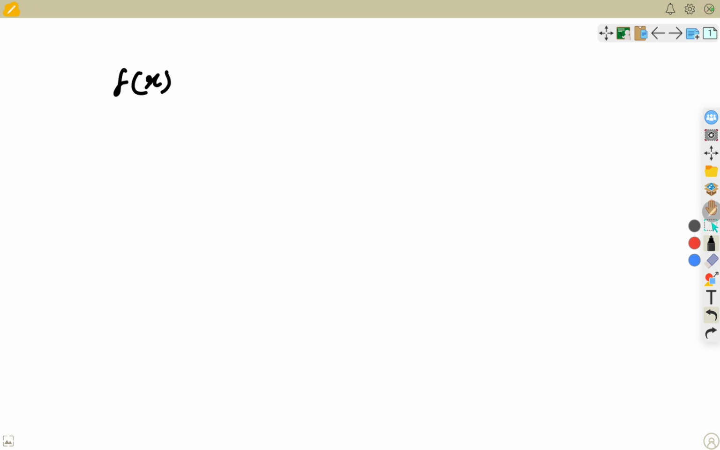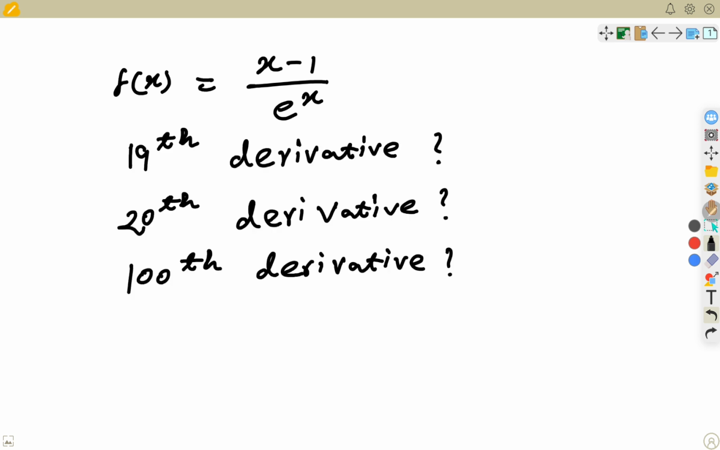Welcome everyone. Today let's study the nth derivative of an important function. What is that? (x minus 1) upon e to the power x. If you are asked to find the 19th derivative of this function, or 20th derivative, or 100th derivative, and so on, how to do that?